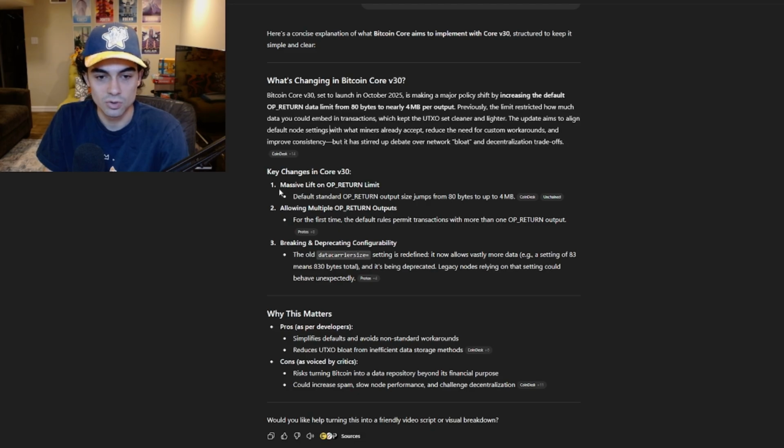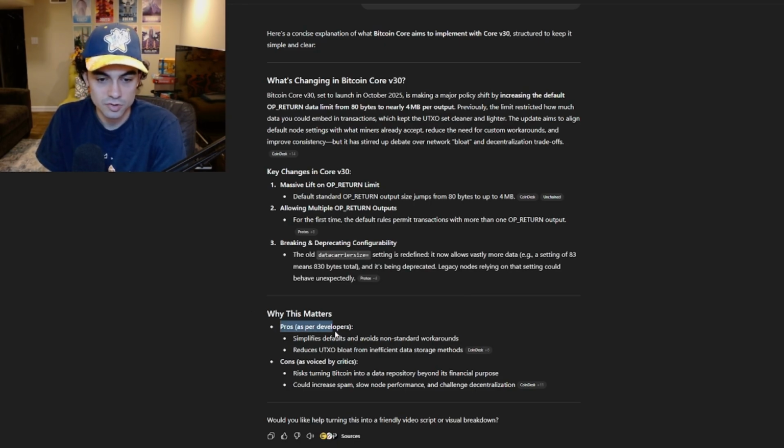Key changes in Core version 30: a massive lift on the OP_RETURN limit, like we discussed, which is currently 80 bytes, and just blowing that wide open, allowing multiple OP_RETURN outputs. For the first time, the default rules permit transactions with more than one OP_RETURN output. Breaking and deprecating configurability: the old datacarriersize setting is redefined. It now allows vastly more data, and it's being deprecated. Legacy nodes relying on that setting could behave unexpectedly.